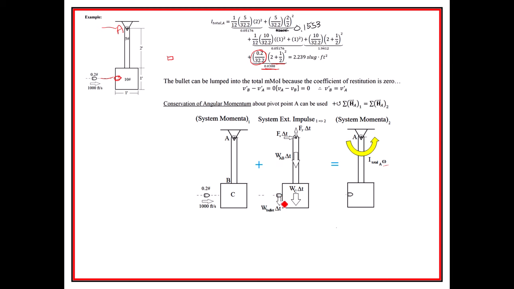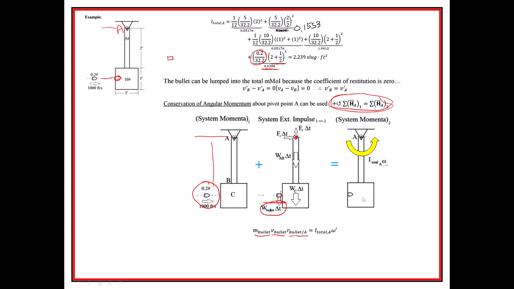One thing we might note is that if we take the sum of the moments here, this weight would actually cause a moment, because that force does not pass through the pivot. But that's a very small weight compared to the impact forces we would be experiencing, so it can be neglected. So we could simply write that the angular momentum on the left diagram, the system momenta before, is really just the mass of the bullet times the velocity of the bullet. But that's just momentum. We need angular momentum, so it needs a moment arm, which is this distance right there.